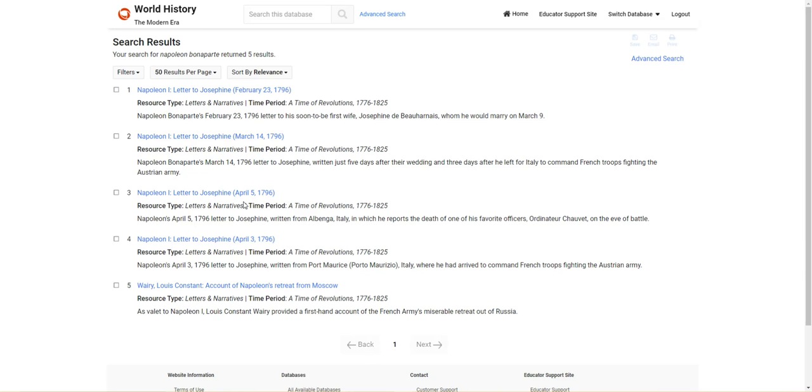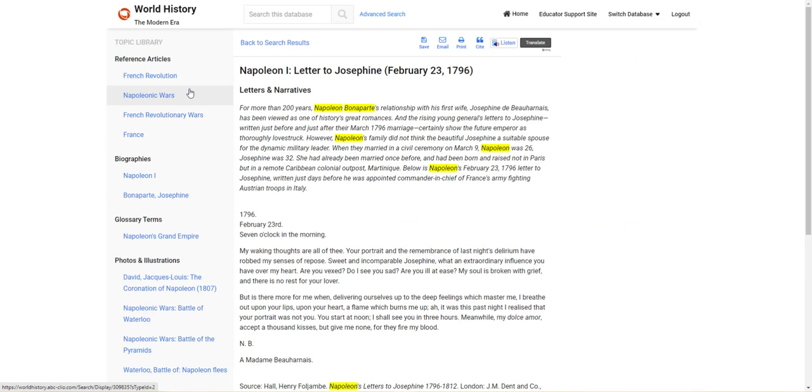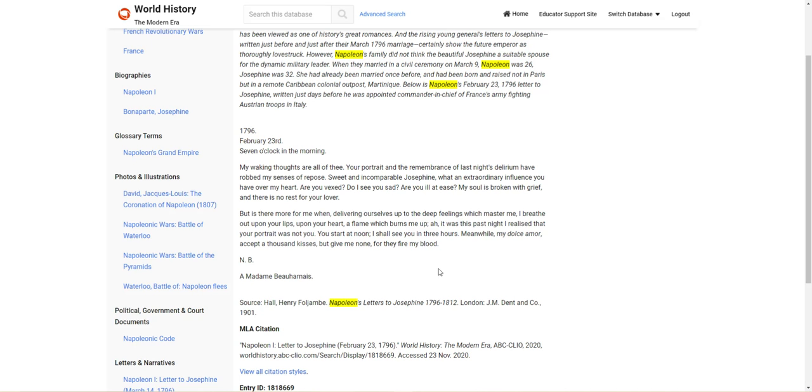I think this is pretty simple, although it is not putting them in chronological order. And then down here is a letter, but it looks like Napoleon was not the writer of this particular letter. So I'm just going to click on this one from February 23rd. This is his letter to his soon-to-be first wife, Josephine, who he would marry on March 9th. So here is the letter, right?